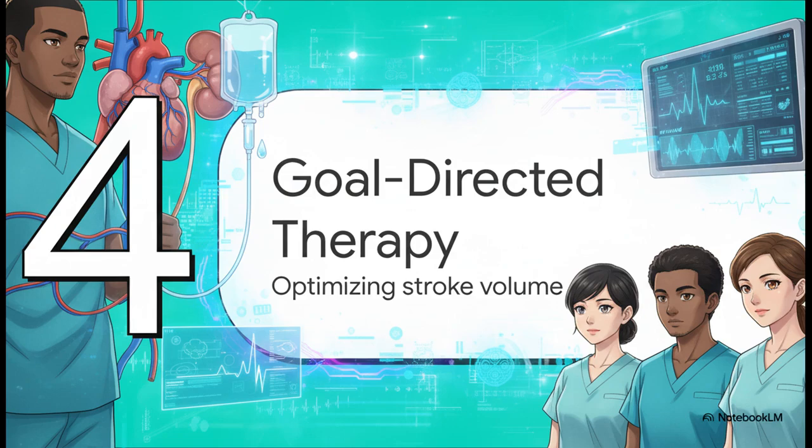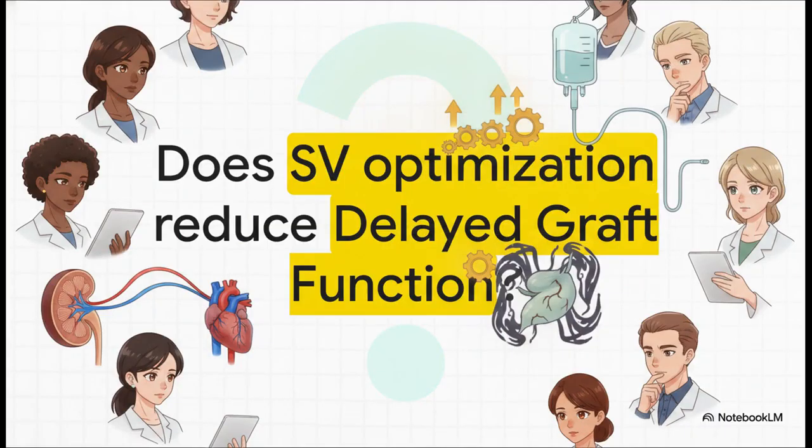Section 4, Goal-Directed Therapy Data. Optimizing stroke volume. This realization about fluid volumes has ushered in a completely new era in transplant anesthesia, goal-directed therapy, or GDT. Rather than relying on those static pressures or arbitrary volume targets we just discussed, GDT focuses on dynamic stroke volume optimization.